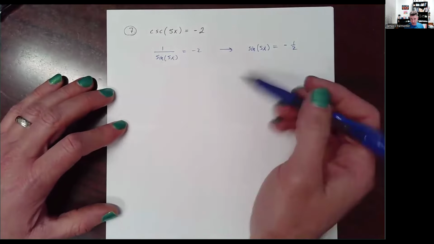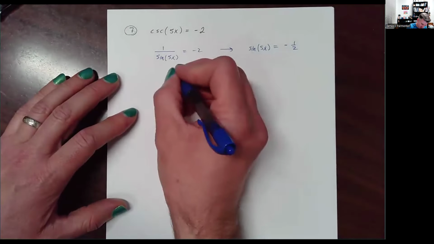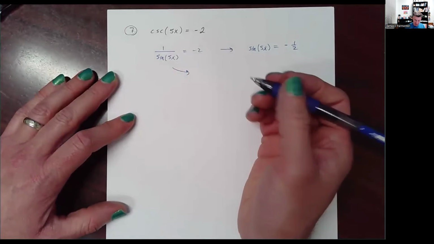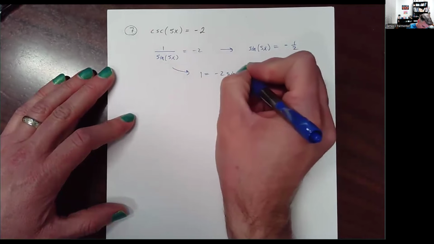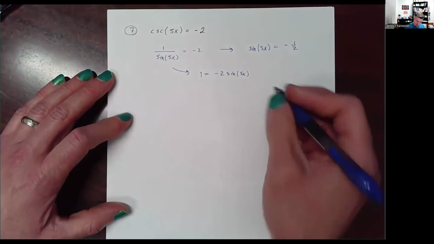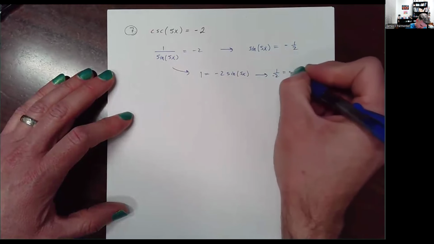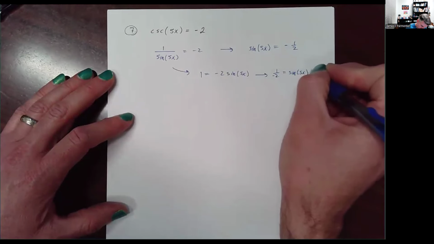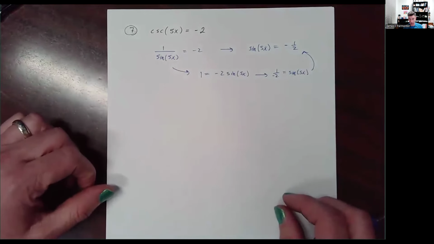I'm just taking the reciprocal of both sides, saying the reciprocal of this is equal to the reciprocal of this. But another path to get there, if you prefer, is to multiply both sides by sine of 5x and say 1 is equal to -2 times sine of 5x, and then divide both sides by -2 to get 1 divided by -2 equals sine of 5x, which leads us back to sine of 5x equal to -1/2. To me, that's just easier to think about.